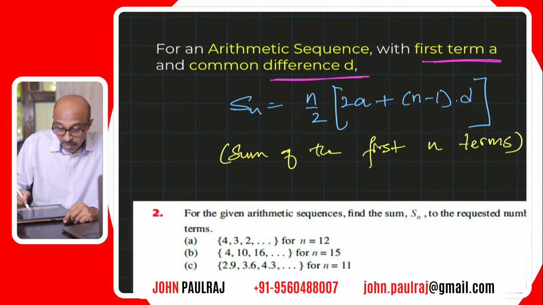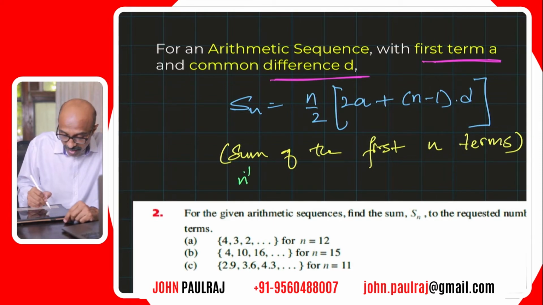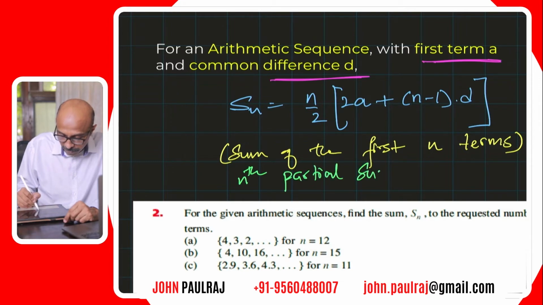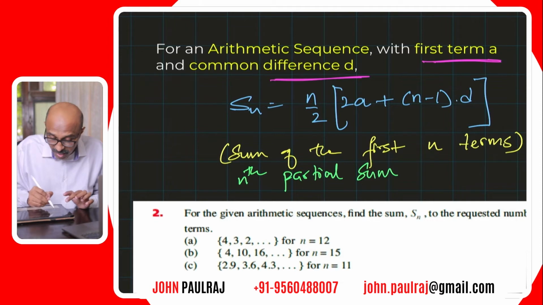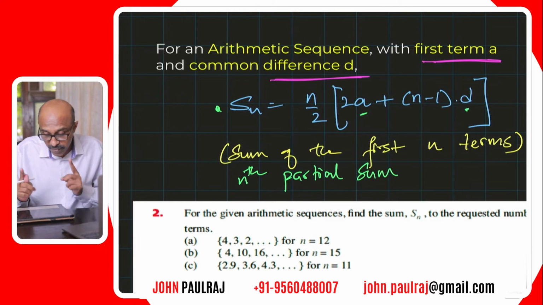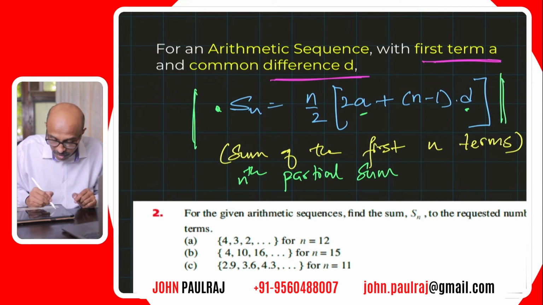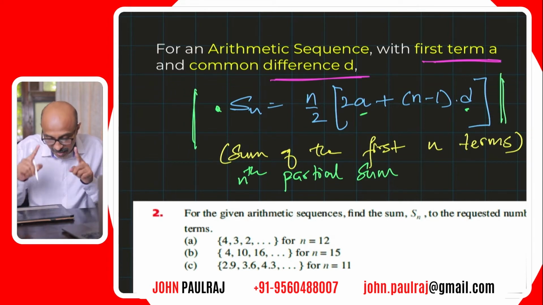In part 2 of the video, we gave it a special name. The sum of the first n terms of any sequence was called the nth partial sum. For an arithmetic sequence, if you know a, the first term, and d, the common difference, then the nth partial sum is given by this particular formula. It's worth remembering. As I said, Sn is equal to n over 2 times, in brackets, 2a plus (n minus 1) times d, all right?